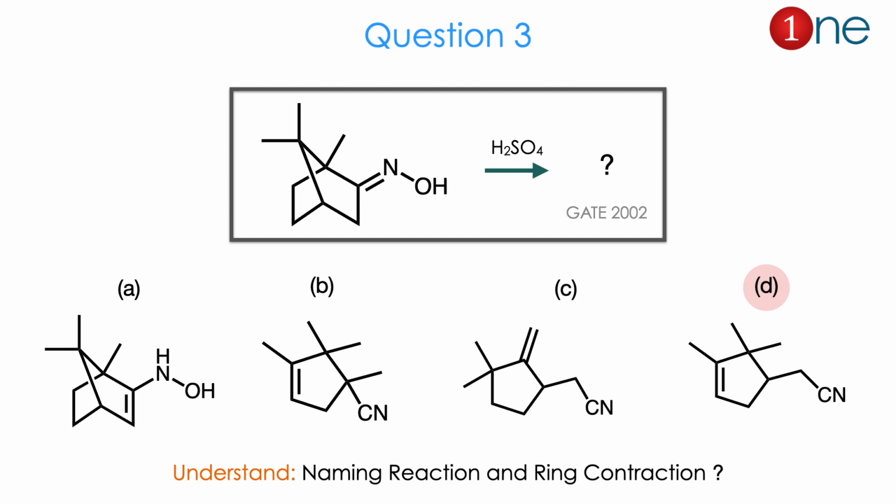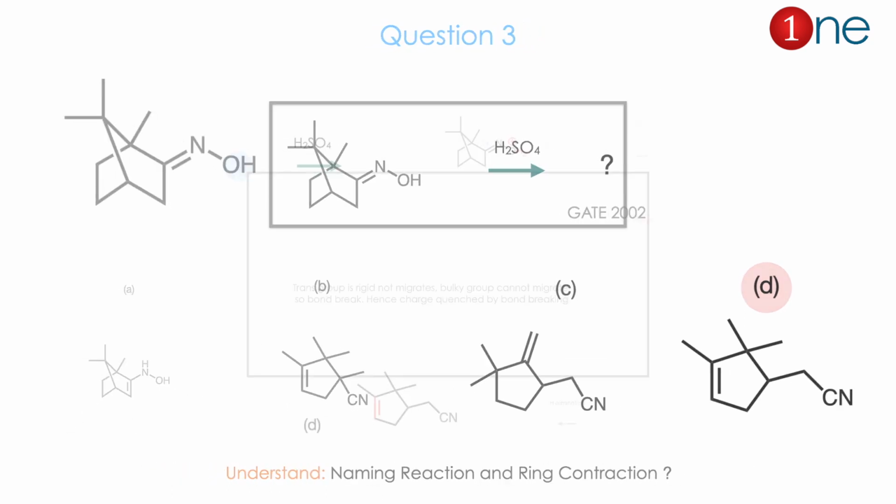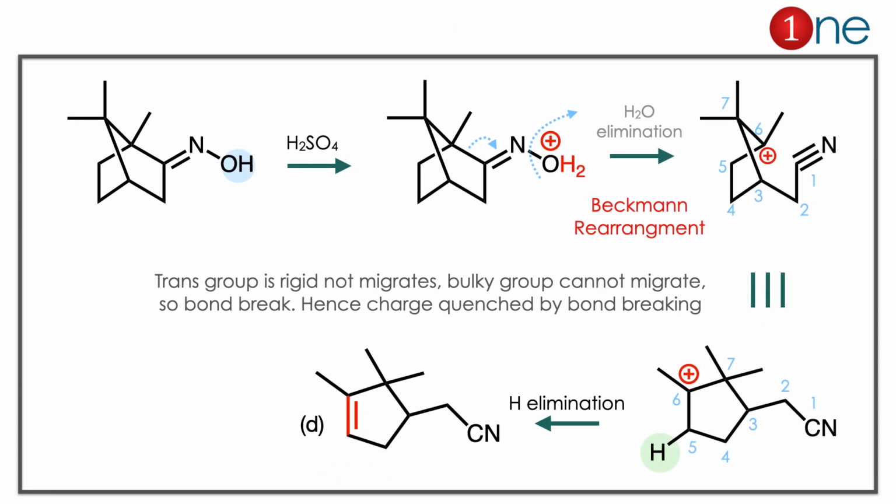Let us see how. Here the starting material is an oxime, you are using sulfuric acid. Definitely you might think of Beckmann rearrangement. So the Beckmann rearrangement possibility is defined by the OH leaving group. OH is removed by protonation on it, so it is removed as water. How can the charge be quenched? Charge can be quenched by migration, but the migration possibility here is very low.